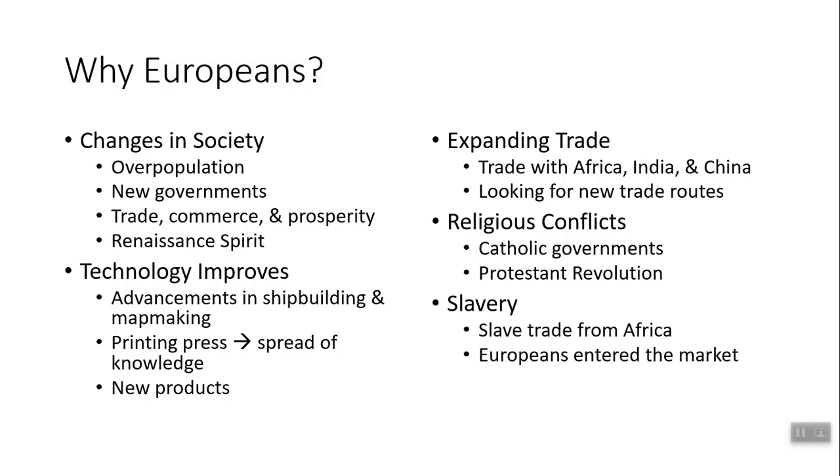And so people were looking for new trade routes that would be faster to these places, especially when it came to things like the spice route. We saw religious conflict. You had your Catholic governments like Spain and France, and then you had your Protestant revolution in places like Germany and England. Those tensions led to both religious groups seeking a place to practice their religion freely, but then also governments trying to establish their dominance as that religion in that region. And we started engaging in the slave trade from Africa as Europeans began entering into the market.